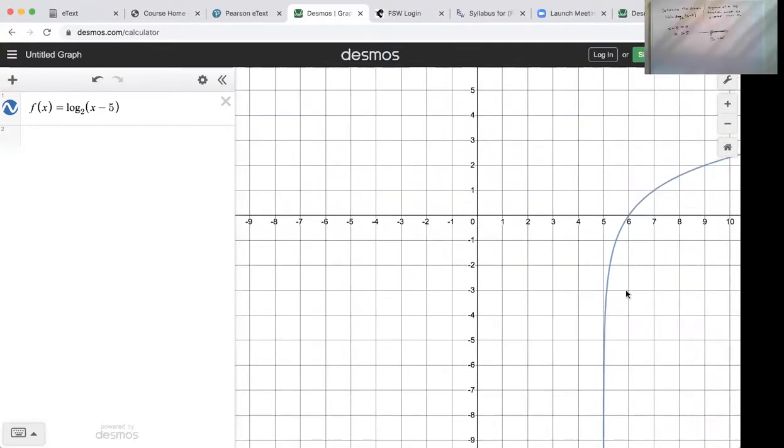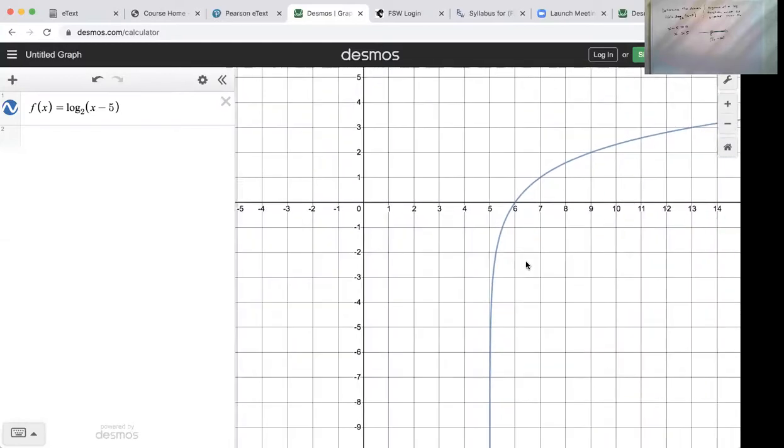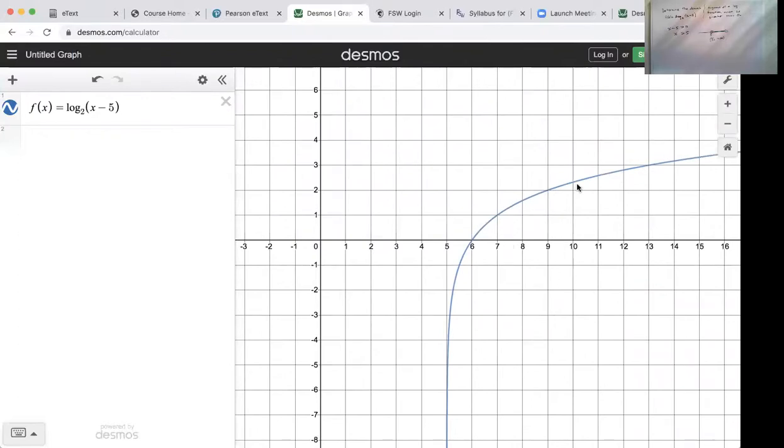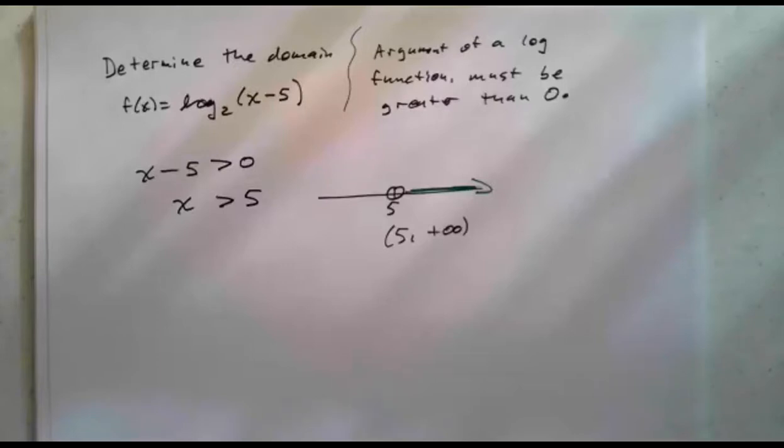The range, though, as long as we're looking at this, the range gets as low as you want and it gets as high as you want. It takes a long time growing, but it'll get there. So the range is all real numbers. The range is from negative infinity to positive infinity. The domain, again, as we said before, is from 5 to infinity.